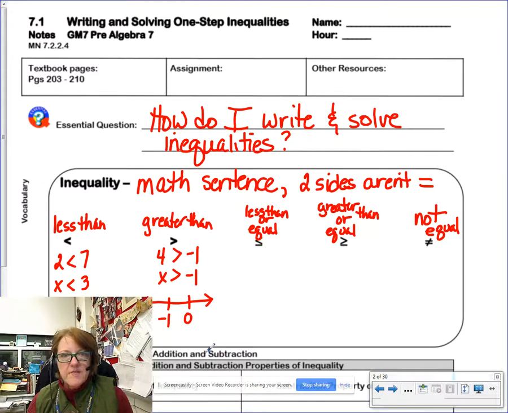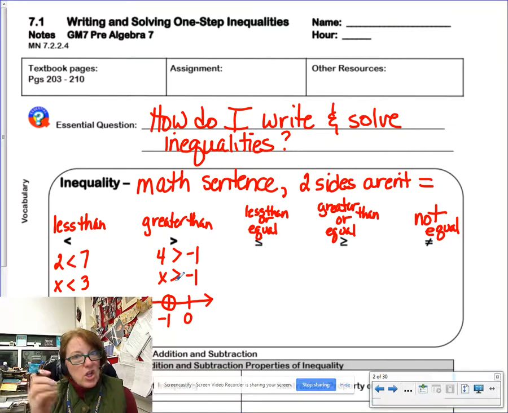Draw a number line. Make sure you always show me where 0 is, and then show me this significant benchmark number here, this -1. That's the one I care about. That's where I'm beginning all of my information. Now, I can't say that -1 is a solution. -1 is not greater than -1. Nuh-uh. So I'm going to put a circle here, and I'm going to make sure that it's open to indicate I get close to -1, but not.